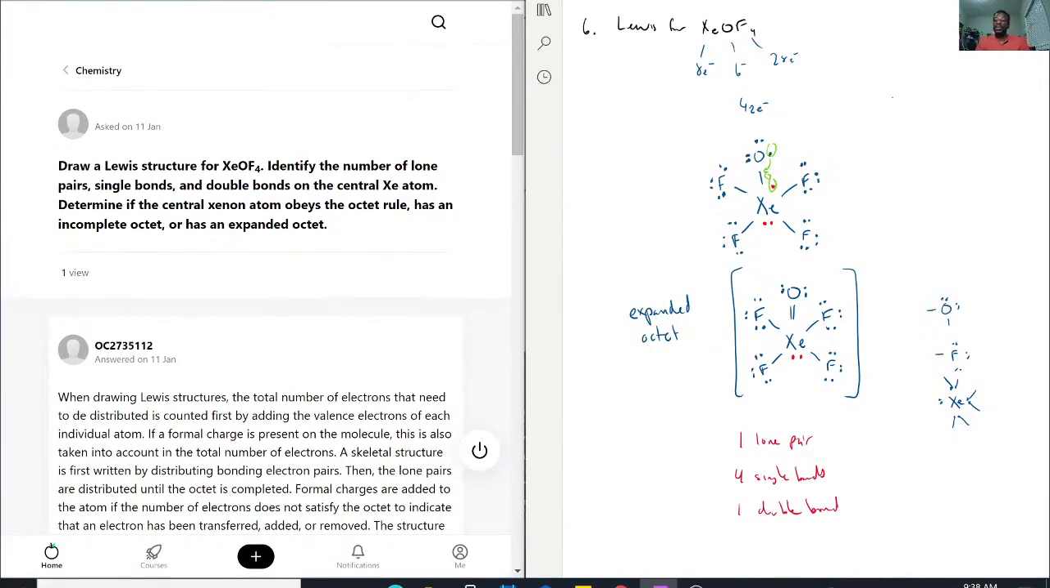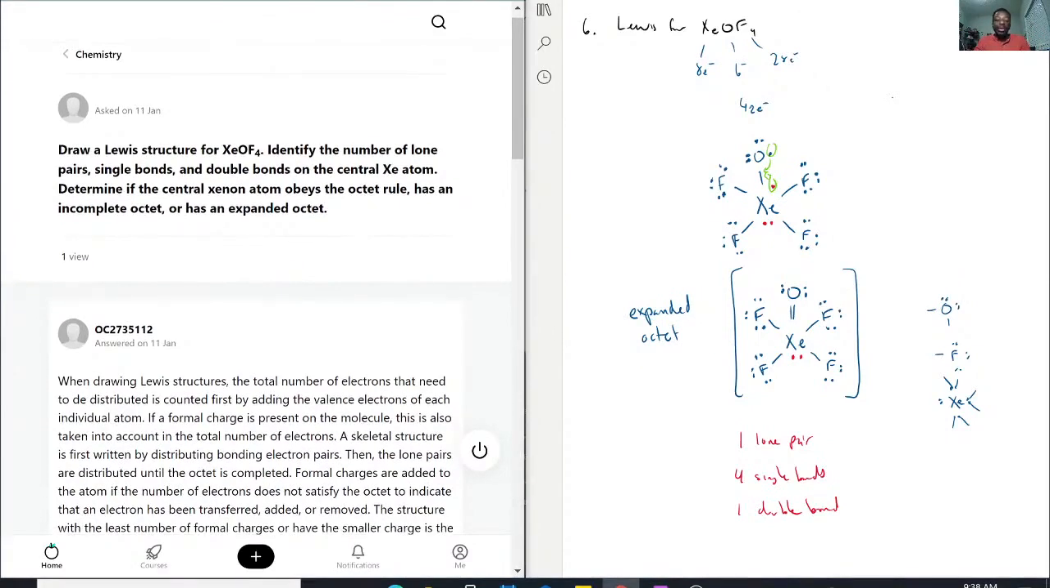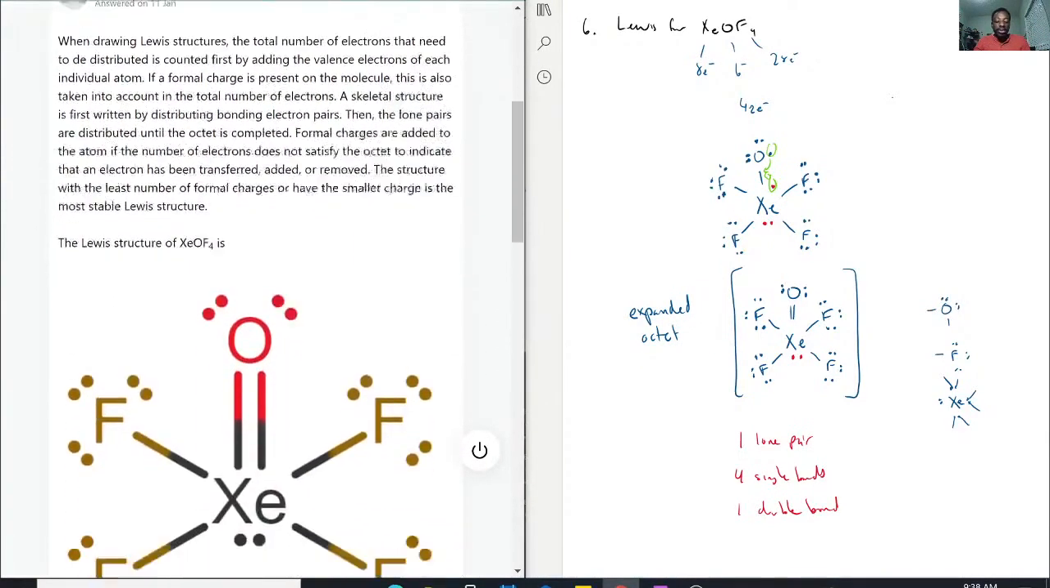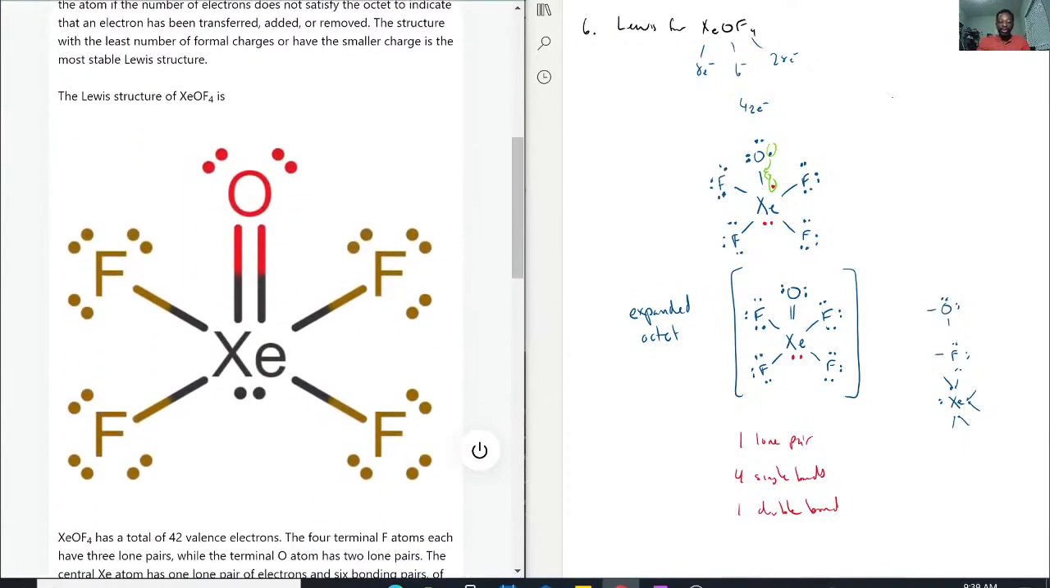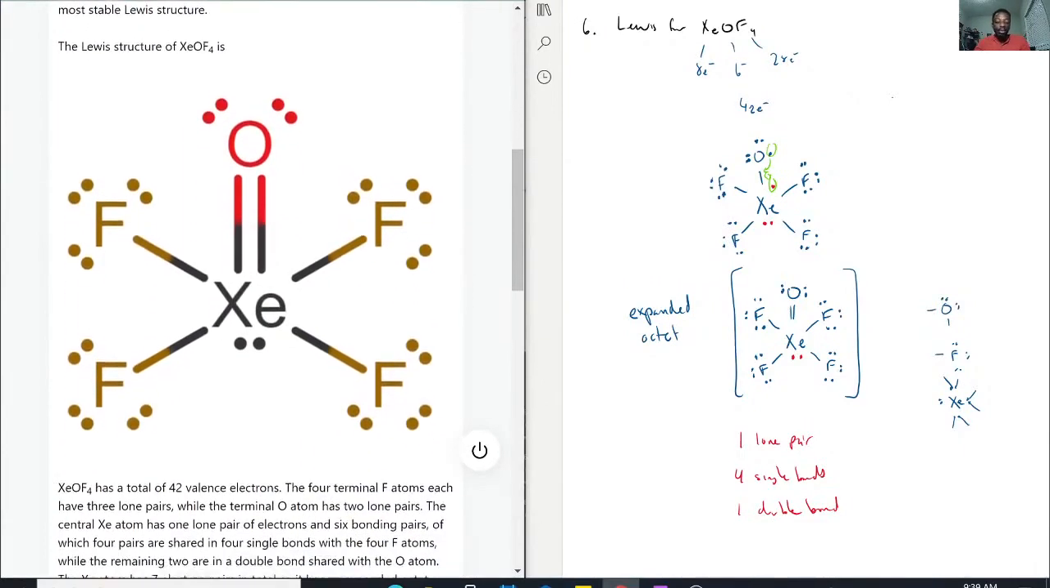Hopefully we cover everything for this question. But as you can see, this is an extremely expanded octet. And it's only because xenon is already a noble atom, so it really just shouldn't be bonding. So when it does, you kind of just throw the rule book out the window, at least for the xenon. The things surrounding it still want to follow the rule book, but xenon itself, that one's a little bit tricky. So the Lewis structure, as we saw here, is perfect: 4 single bonds, 1 double bond, and 1 lone pair.